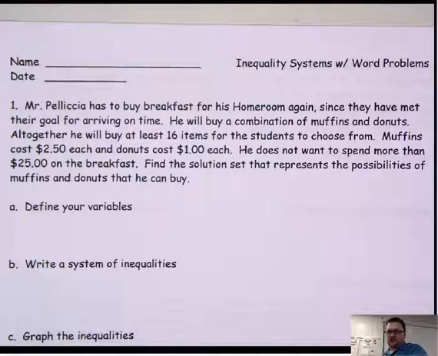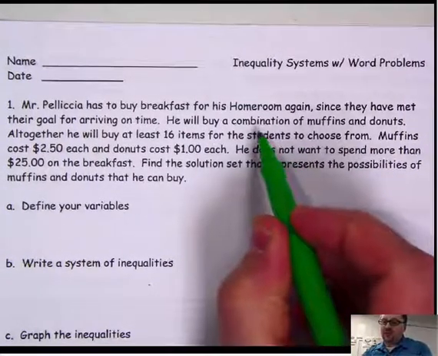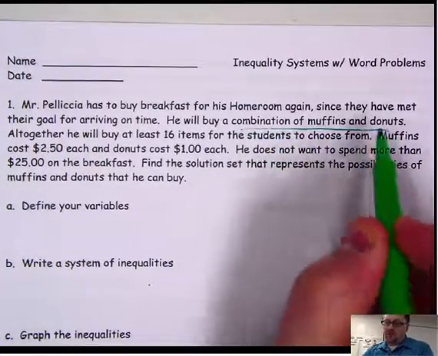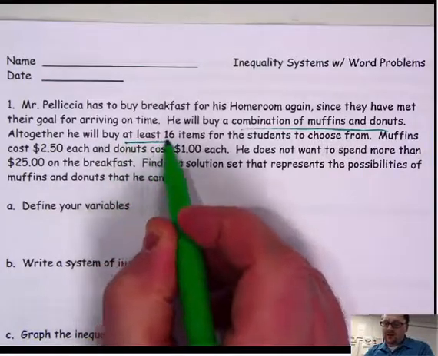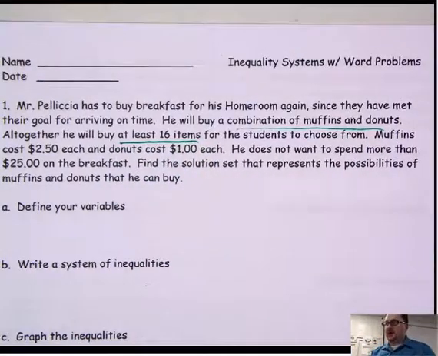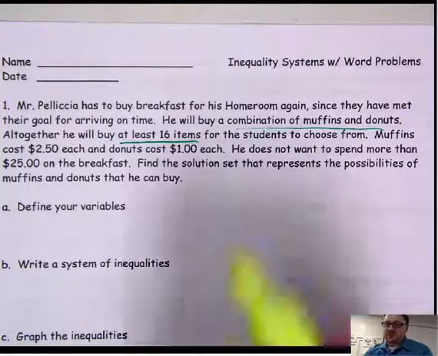Okay, let's talk about modeling systems of inequalities. So if we read the first problem on this packet that you got, Mr. Pleacha has to buy breakfast for his homeroom again since they have met their goal for arriving on time. He will buy a combination of muffins and donuts. Altogether, he will buy at least 16 items. I do want to highlight that idea of at least.